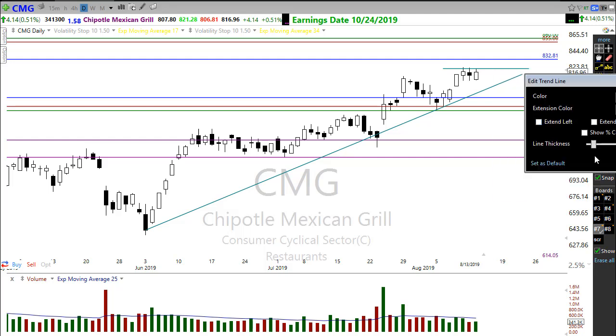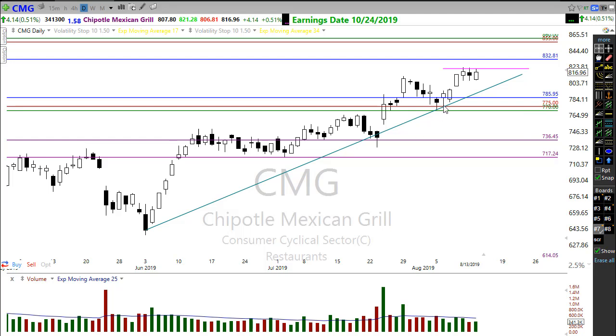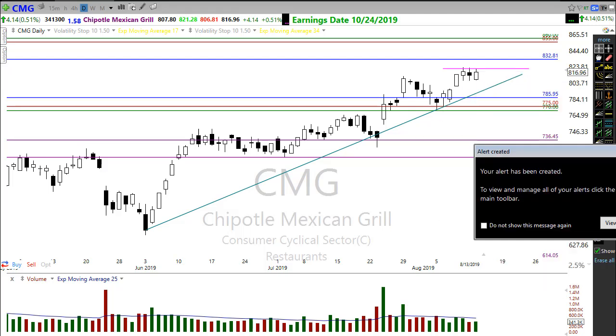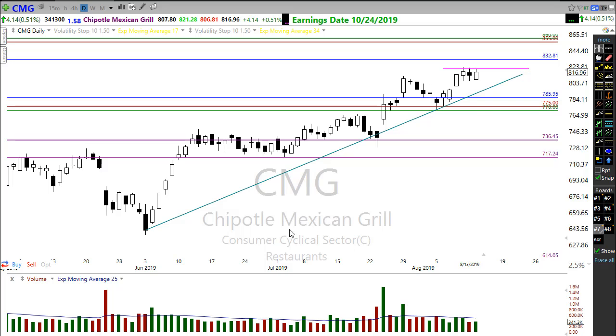So I'll place an alert right here. I always turn my alerts pink so everyone can see them on my charts. And I set the alert. Okay, that's all I have to do. I don't have to look at this chart again.